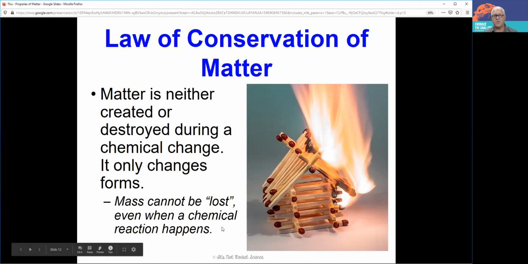And you might be saying, but where does it go? Well, when something burns, it goes up into the air. It gets traveled along. And so fossil fuels, gasoline in your vehicle, you burn it in the engine and it puts out the exhaust, which has carbon dioxide gas, carbon monoxide, and particulate that goes up in the atmosphere. So the law of conservation of matter, and this is really important, is matter is neither created or destroyed during a chemical change, it only changes form.